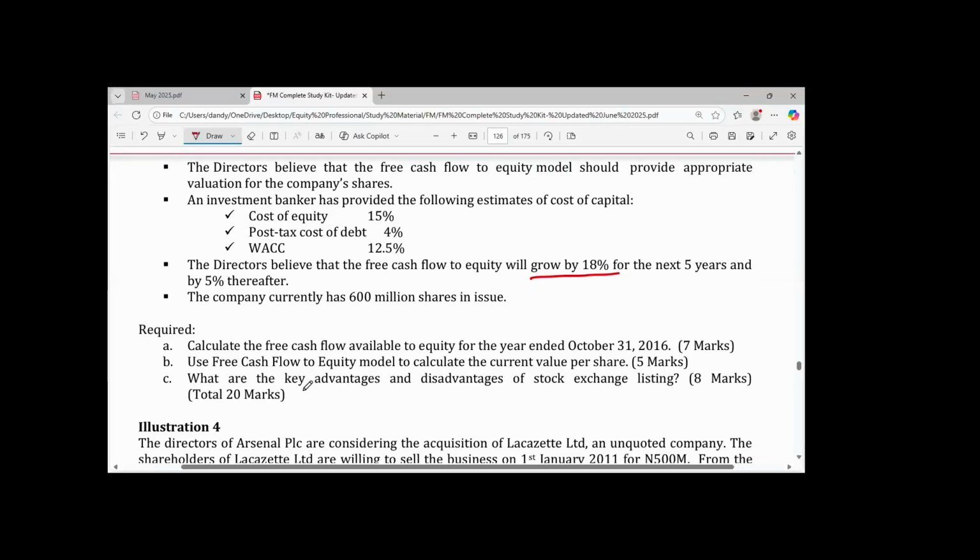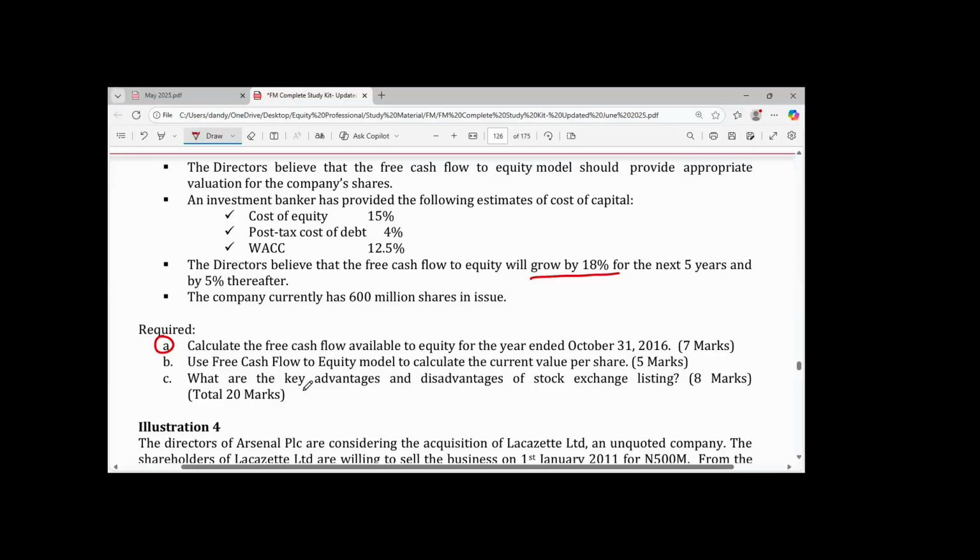Number A, requirements. Examiner is asking you to calculate free cash flow available to equity for the year ended October 31, 2016. Recall when I was explaining to you last time, I said that free cash flow represents the cash flow available for distribution to providers of capital after taking into consideration all relevant expenditure, including operating expenses and capital expenditure. So the free cash flow is available to be shared between the debt holders as well as the shareholders. And I said there are 2 types of free cash flow.